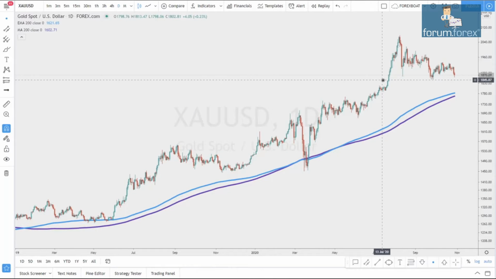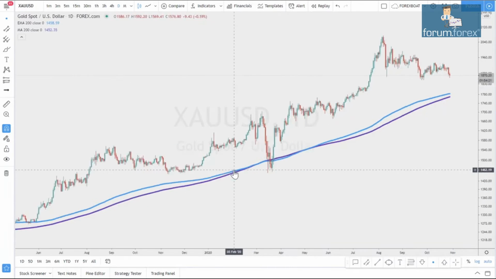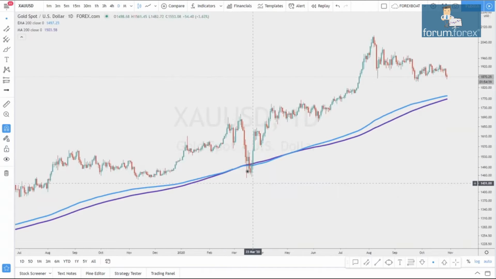And you know what? The current time is where we are above both moving averages. But sometimes it happens that the price touches them. You can see it's very important to see whether the price did manage to close or not.